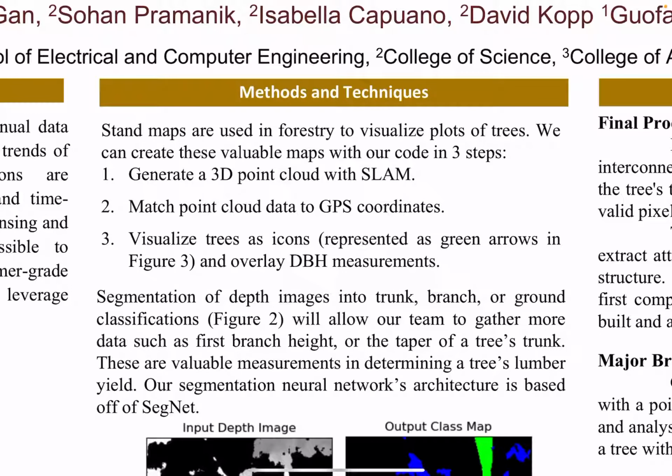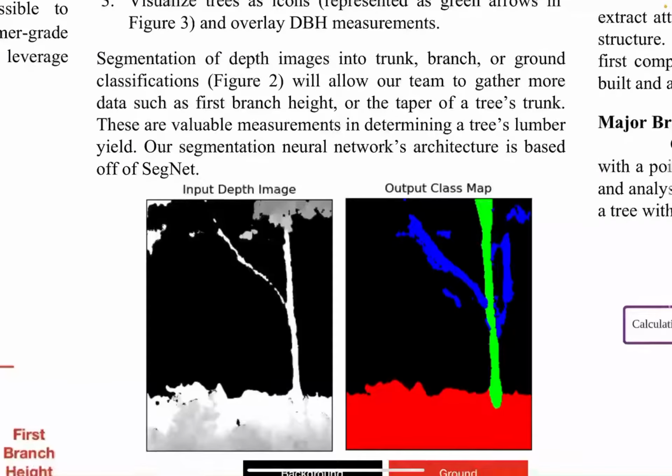So for our second topic, we're going to talk about our segmentation neural network. Segmentation of depth images into trunk, branch, or ground classifications, as seen in Figure 2, will allow our team to gather more data, such as first branch height or taper of a tree's trunk. These are valuable measurements in determining a tree's lumber yield. Our segmentation neural network's architecture is based off of SegNet.